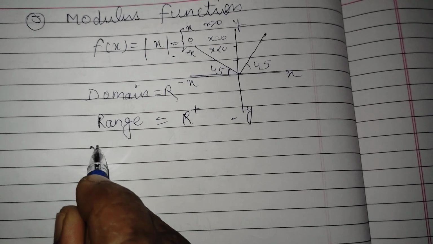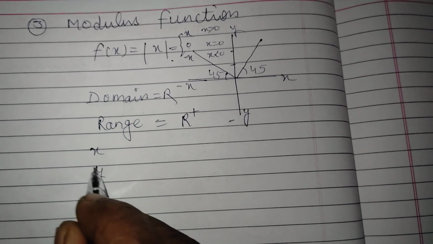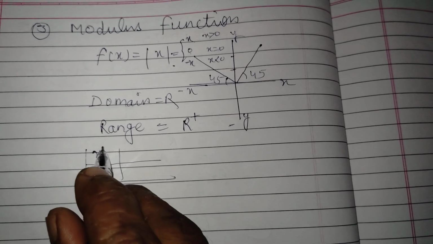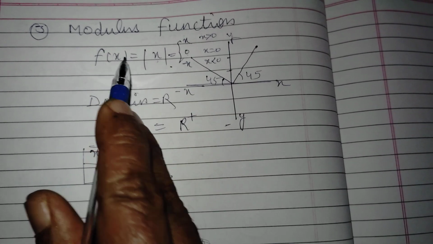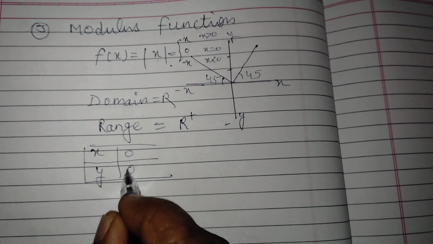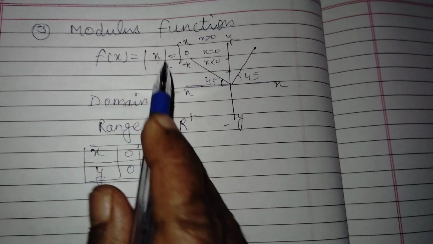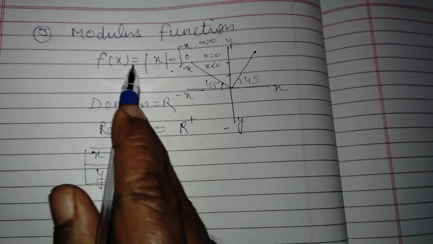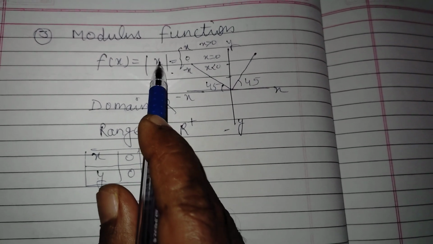And if I put f of x equal to modulus x, and make the table of x and y variables, I have to put x equal to 0. So if x equal to 0, f of x is 0. F of x means y equal to 0. If x is 1, then f of x is 1.